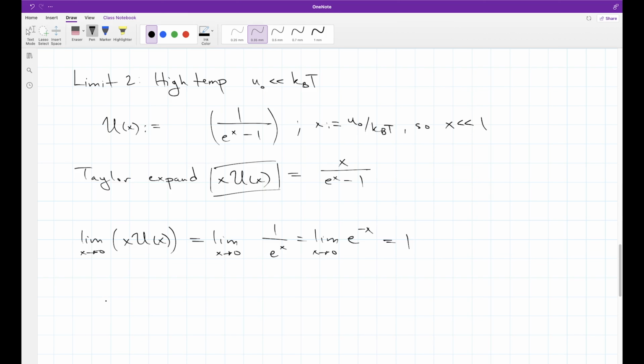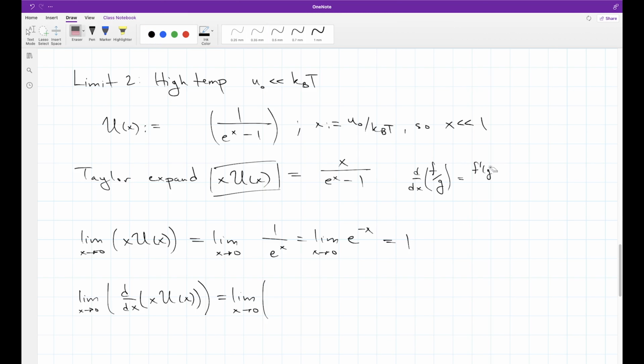Next, if we want to Taylor expand, we want to look at the first derivative of this object. So now we want to look at the limit as x goes to 0 of d dx of x u of x. This is going to be the limit as x goes to 0 of, and now we'll need to use the quotient rule. Just to remind you, the derivative of f over g is equal to f prime times g minus f g prime, over g squared.